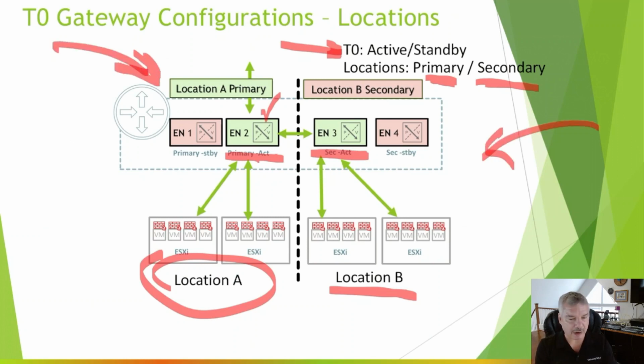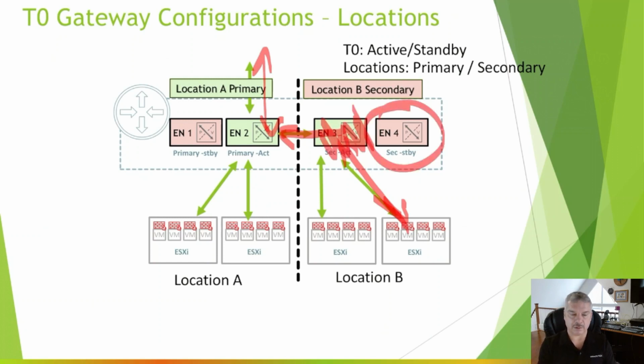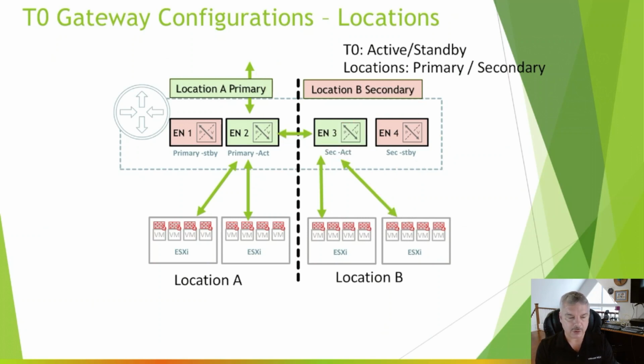So in this example, all traffic flows in and out of location A, even if it has to go in or out from location B. You can see that in my picture here. If a VM wants to get to the outside world, it goes through here, through the single active edge. We only use the active edges in this example. If that edge fails, then we flip over to the survivor, the standby one. So active standby, primary, secondary. That's our locations.